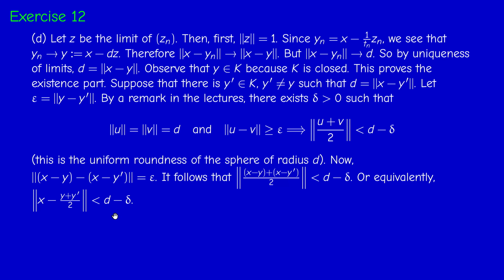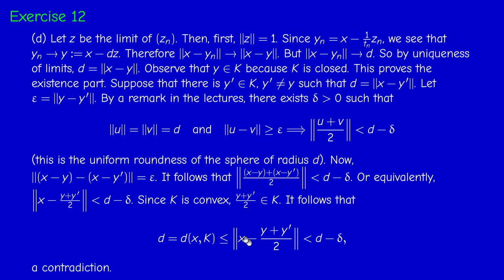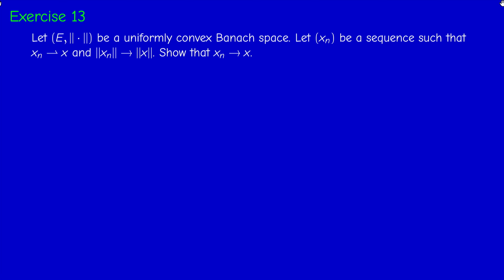So we have (x + x)/2, which is just x. So we can write it as the norm of x minus the midpoint of y and y prime is less than d minus delta. And by convexity of K, since y and y prime are both in K, their midpoint is in K. Therefore, the distance between x and the midpoint is bigger or equal than the infimum. So we get d is less than d minus delta, and this is a contradiction. So therefore, y is necessarily equal to y prime, and this proves uniqueness. So this concludes exercise 12. Exercise 13.